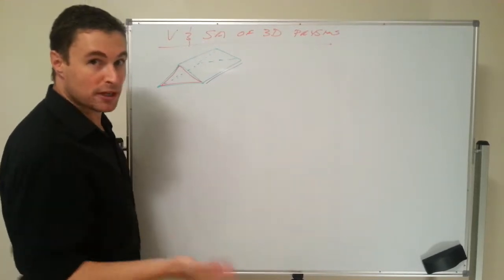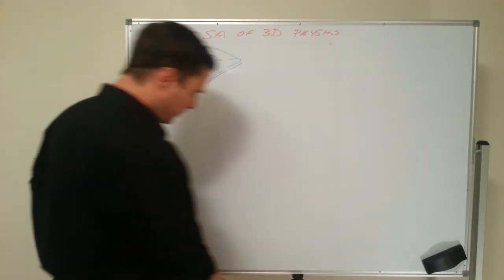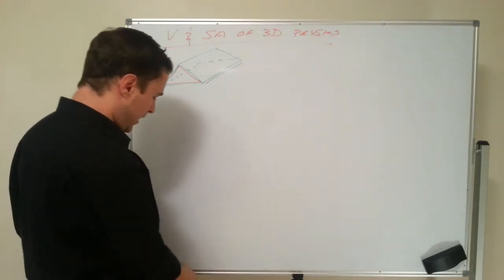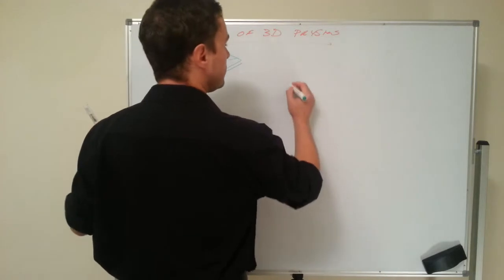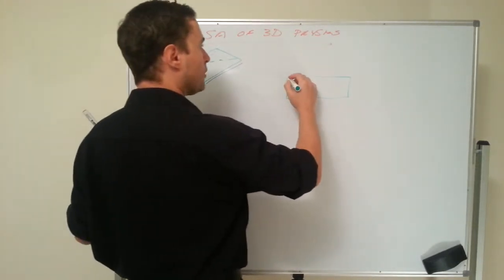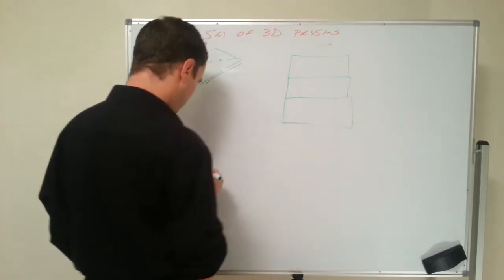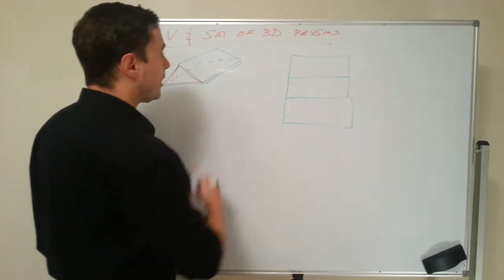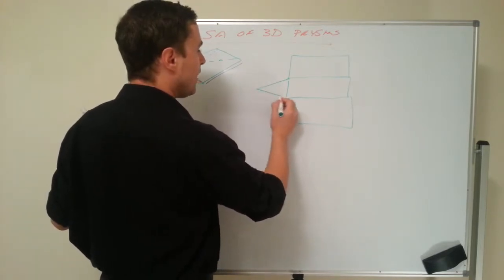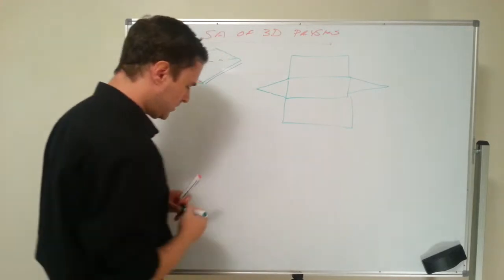Now, let's open this up into the net, okay? So I cut it down there and I unroll it, alright? So if I unroll it, I've got a base. The bottom base is the rectangle. Then I've got a top base, which is another rectangle, and I've got the other rectangle, okay? And then I have the triangle flap on the one side and the triangle flap on the other side. I haven't drawn this very accurately to scale.